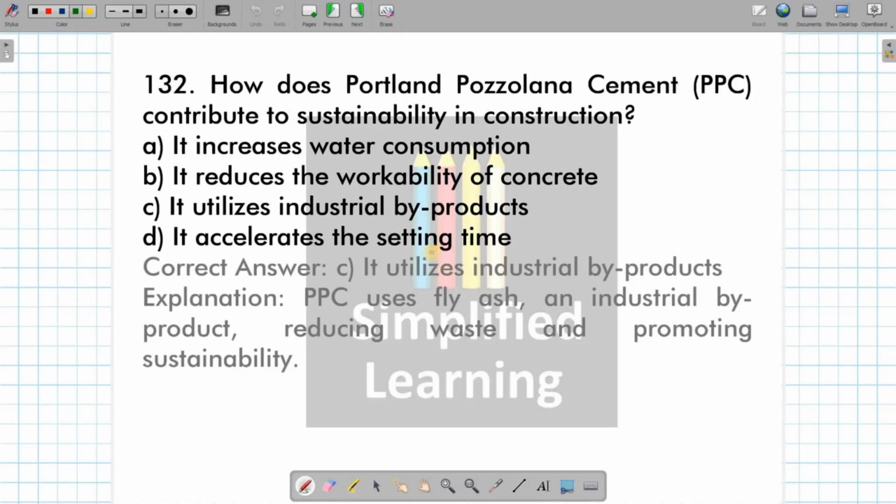How does PPC contribute to sustainability in construction? See, it is using what? Industrial byproduct, which is that, what product is that? Fly ash. Okay, it utilizes industrial byproduct. That's why environmental sustainability, we are going to say it is being preserved by PPC, right?